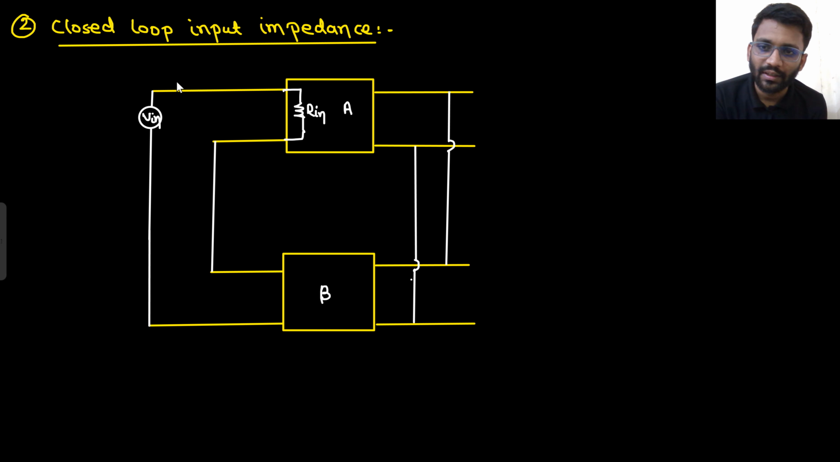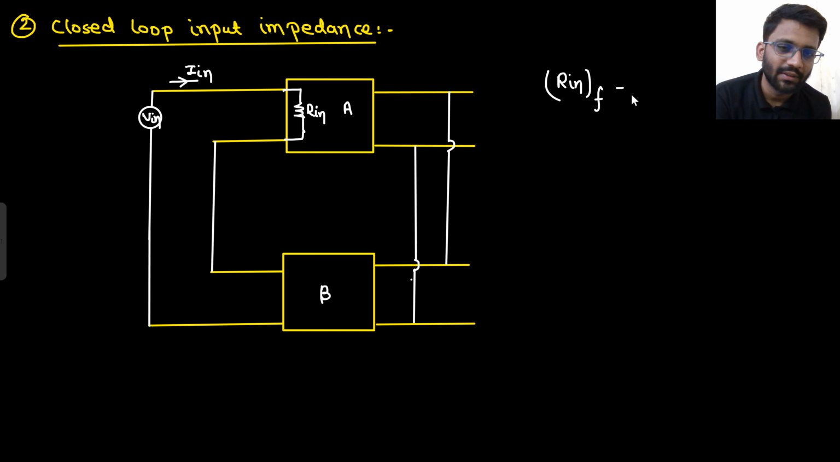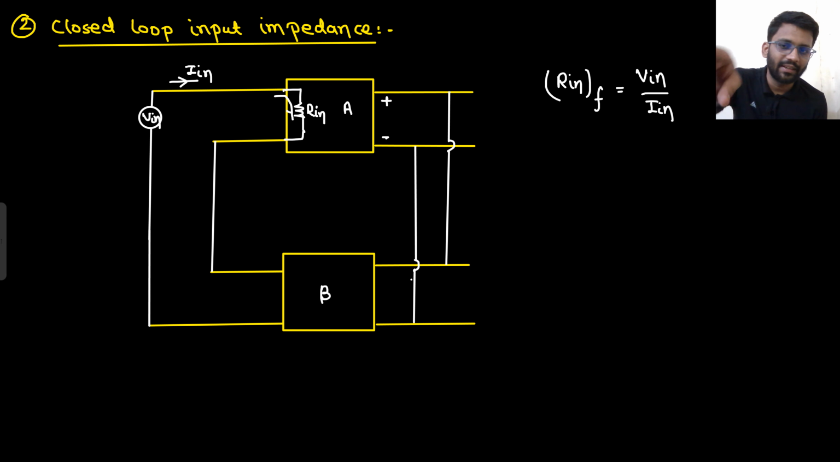So this is your V in, and from here there will be some I in. What you need to find is the closed loop input impedance. So input impedance after feedback would be V in by I in. So your target is to find V in by I in, right? If this current is I in, the same current will be flowing here, and this I in current will be flowing through Rin as well. So what drop will it be giving? The drop it will be giving would be I in into Rin.